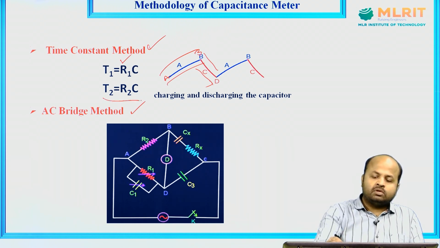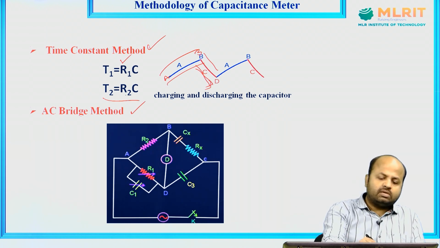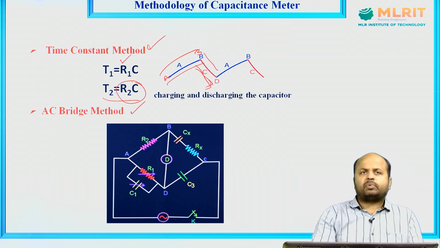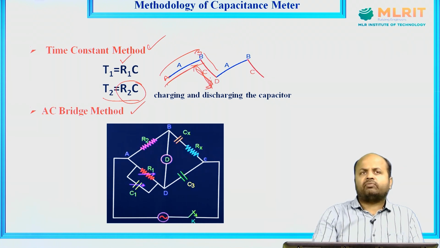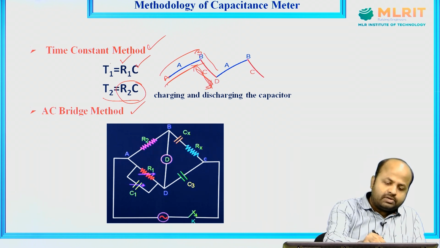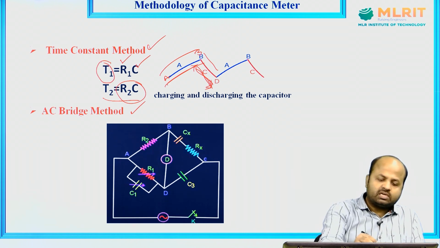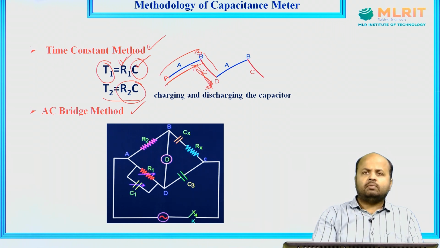Now T2 is the discharge time period of a capacitor, which is given as the product of resistor and capacitor. So in the time constant method, we take the charging time and discharging time of a capacitor, and based on that value we calculate C. First we detect the charging time. The resistor value is known, so you can easily calculate the capacitance value of the capacitor. So this is the time constant method, based on the charging and discharging time of a capacitor.